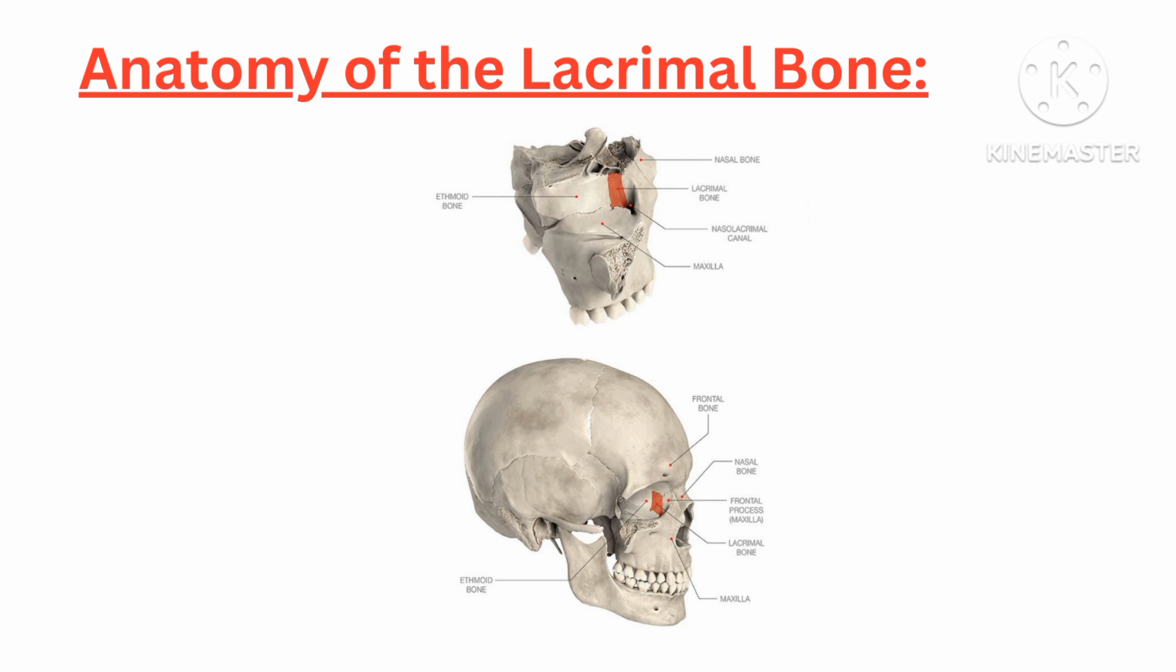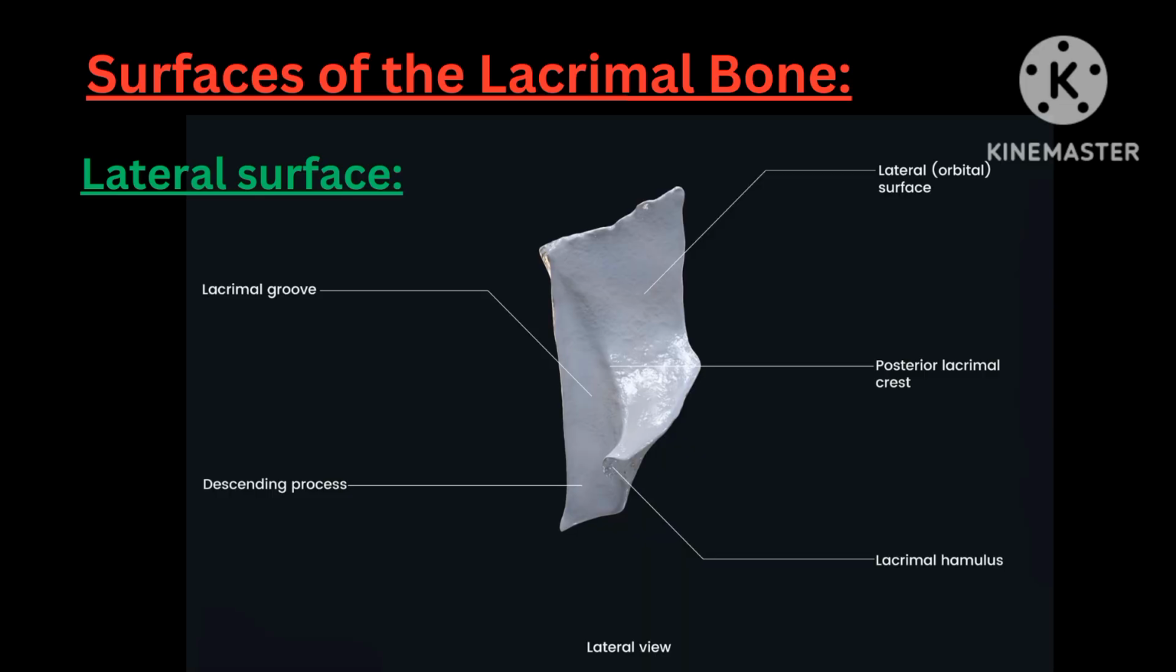Anatomy of the lacrimal bone. The lacrimal bone is thin and rectangular in shape. It has two surfaces, four borders, and contributes to the lacrimal groove and nasolacrimal canal. Surfaces of the lacrimal bone. The lateral surface of the lacrimal bone, also known as the orbital surface, is divided by a vertically oriented bony projection called the posterior lacrimal crest.